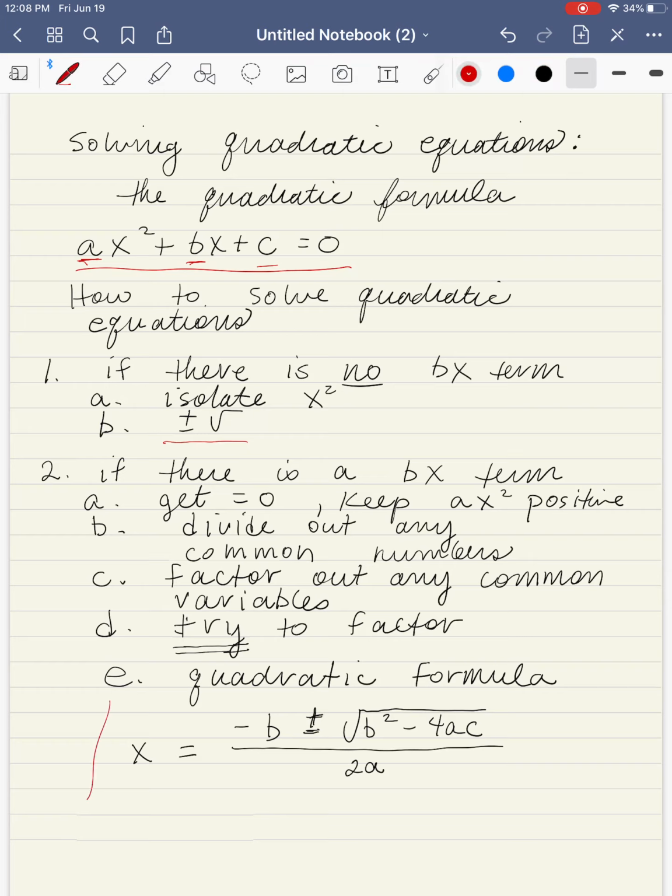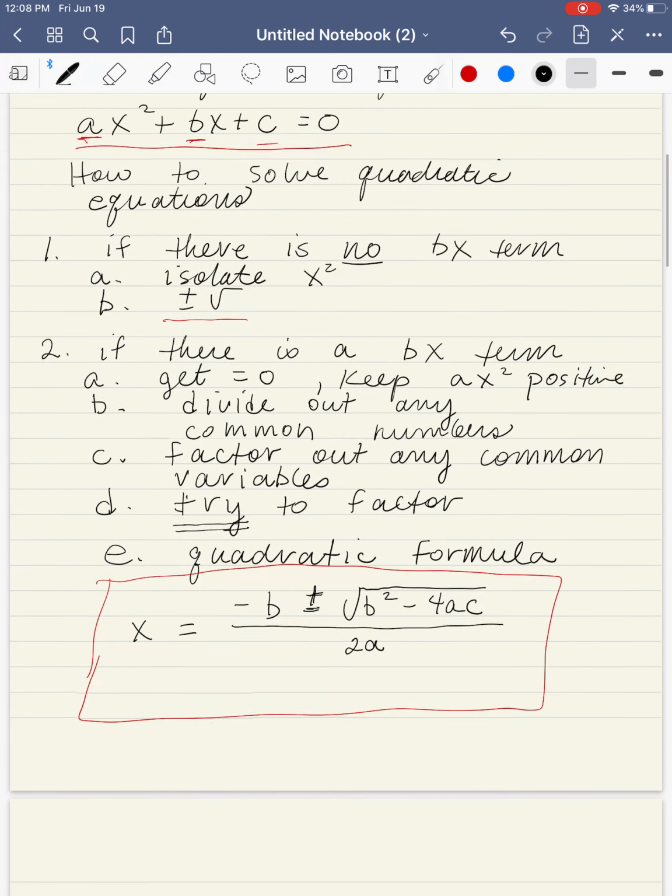You need to memorize this formula. You need to commit it to memory. We're going to use it a lot the rest of the semester, so make sure that you have that memorized and know how to use it. Let's look at a couple of examples.